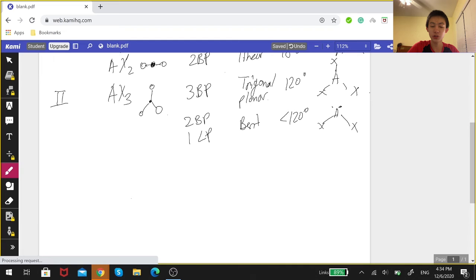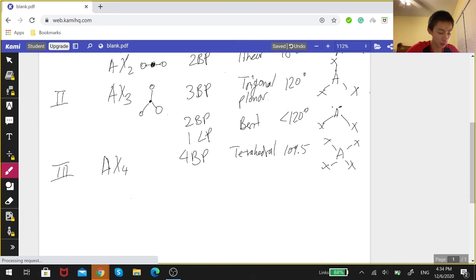Alright, I'm gonna stop drawing these because these will look exactly the same as before, except in letters. So next we have type 3, AX4. AX4 will be 4 bonding pairs, and we call that tetrahedral. This one has an angle of 109.5, and it's gonna look like A, 1, 2, 3, 4, X, X, X, X.